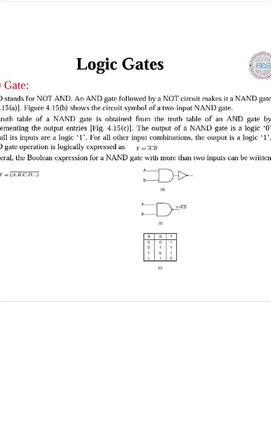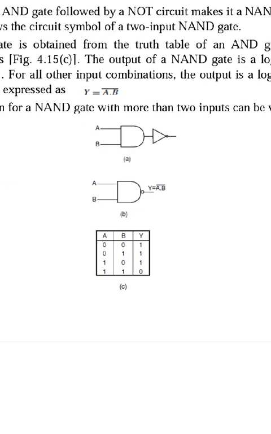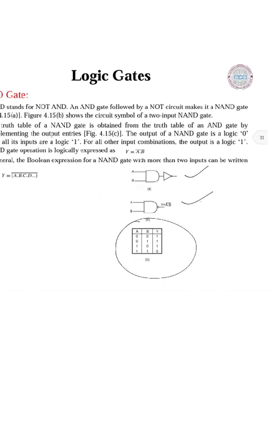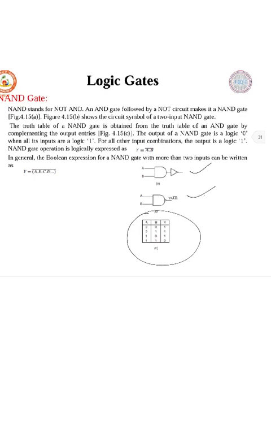complement of A into B. So you can see the diagram of the NAND gate. AB is an AND gate, adding a NOT symbol to it. You can see in the diagram here. The truth table output is 1, 1, 1, 0. So this is all about your NAND gate.